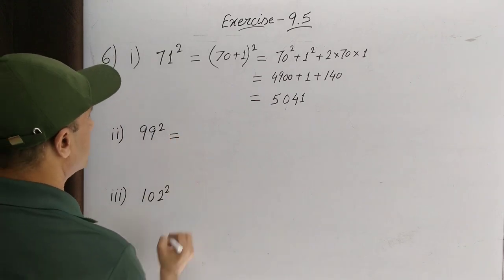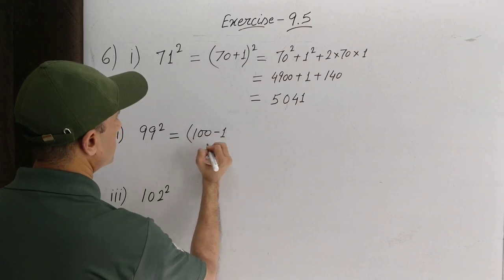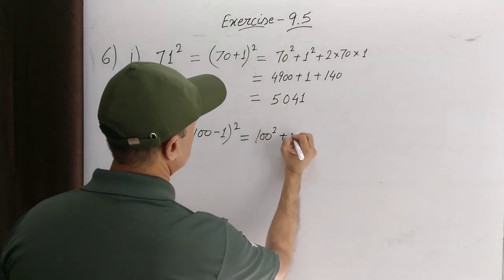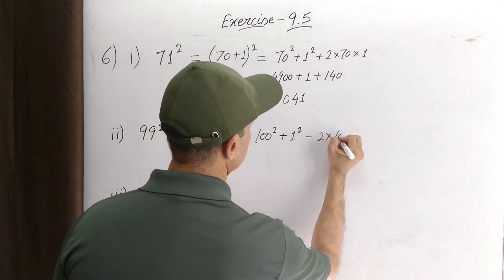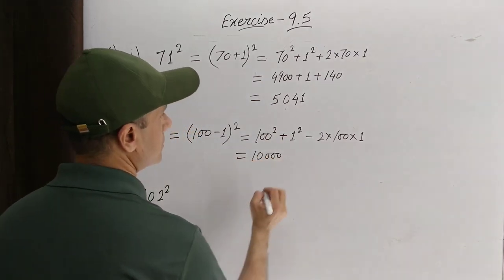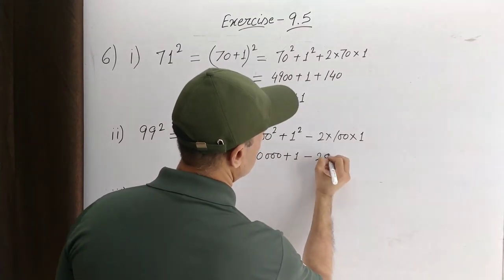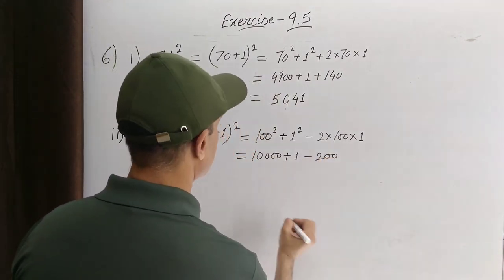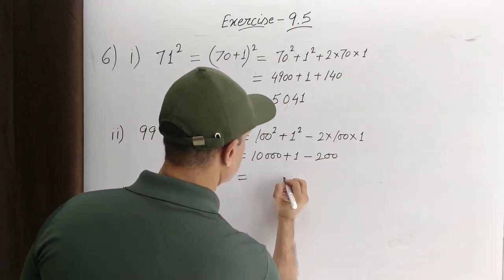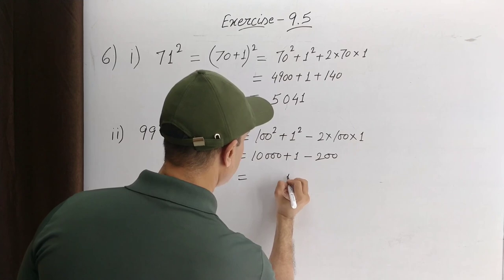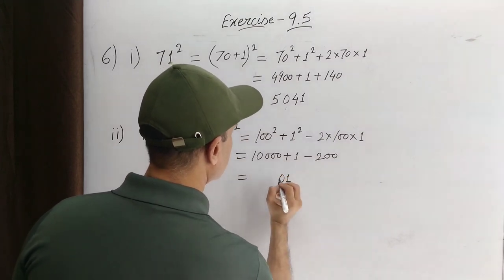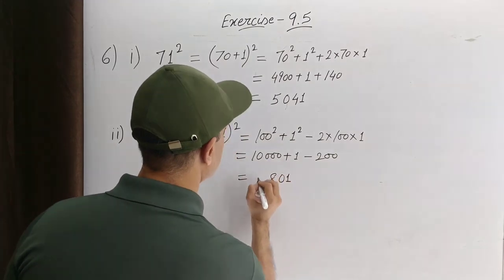Similarly, 99 square can be written as 100 minus 1, that is 99 whole square. And this is equal to 100 square plus 1 square minus 2 into 100 into 1. So we have the value as 100 square is 10,000 plus 1 minus 200. So we have the value as 10,000 minus 200 plus 1. So we'll have first this, we have 1, and this will be 0, and this will be 10 minus 2, 8, and a 9 here.